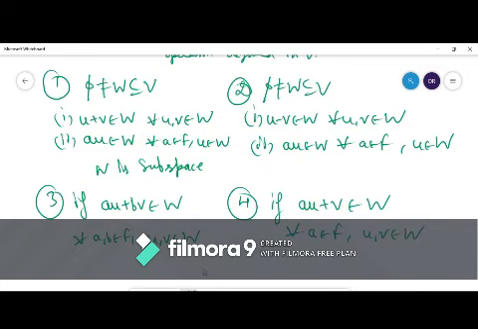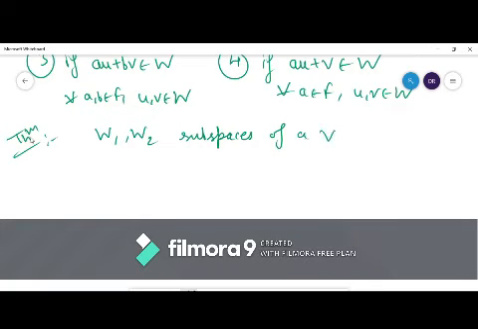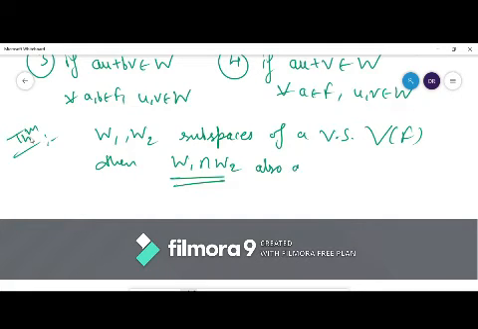Next, we prove an important theorem, the intersection of two subspaces theorem. Let W1 and W2 be two subspaces of a vector space V over F. Then prove that W1 intersection W2 is also a subspace.